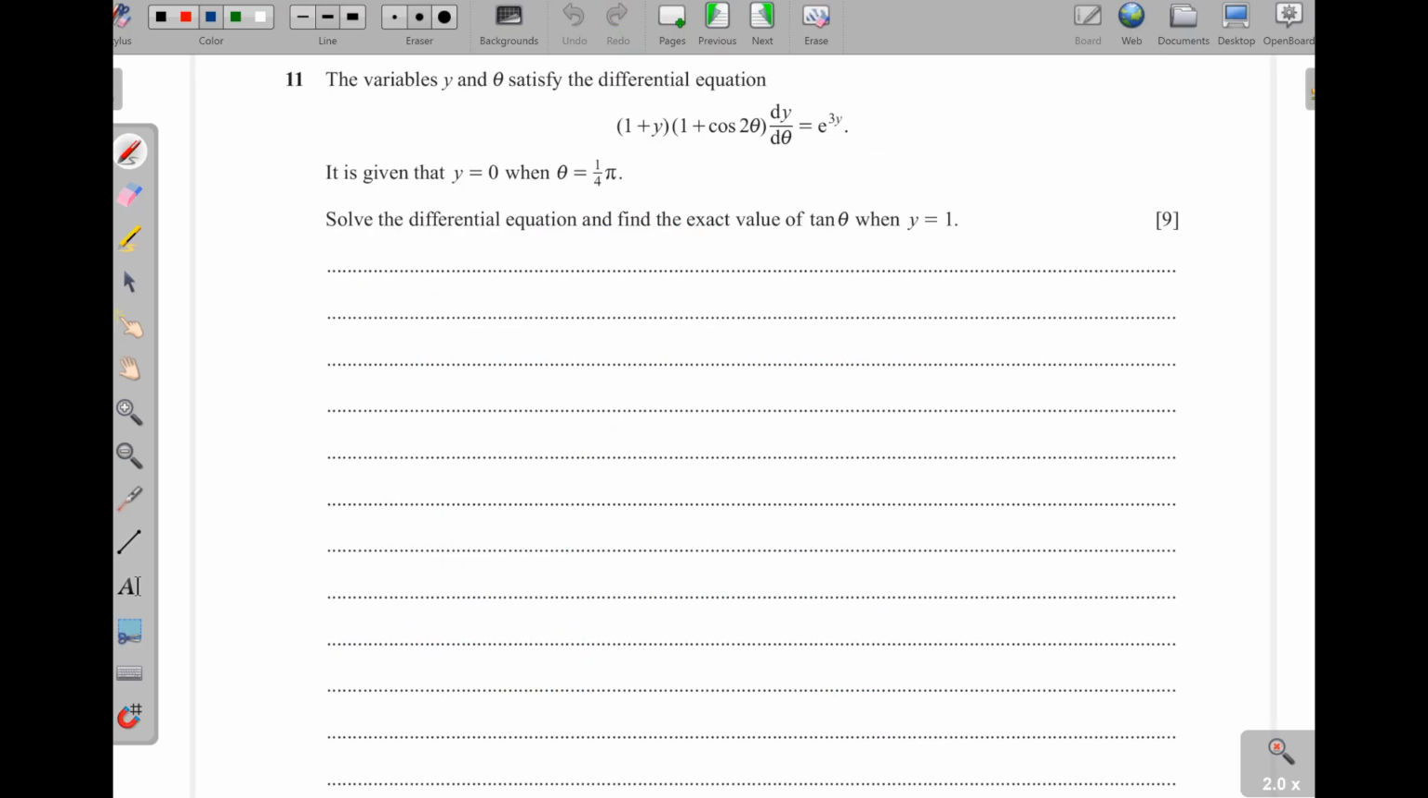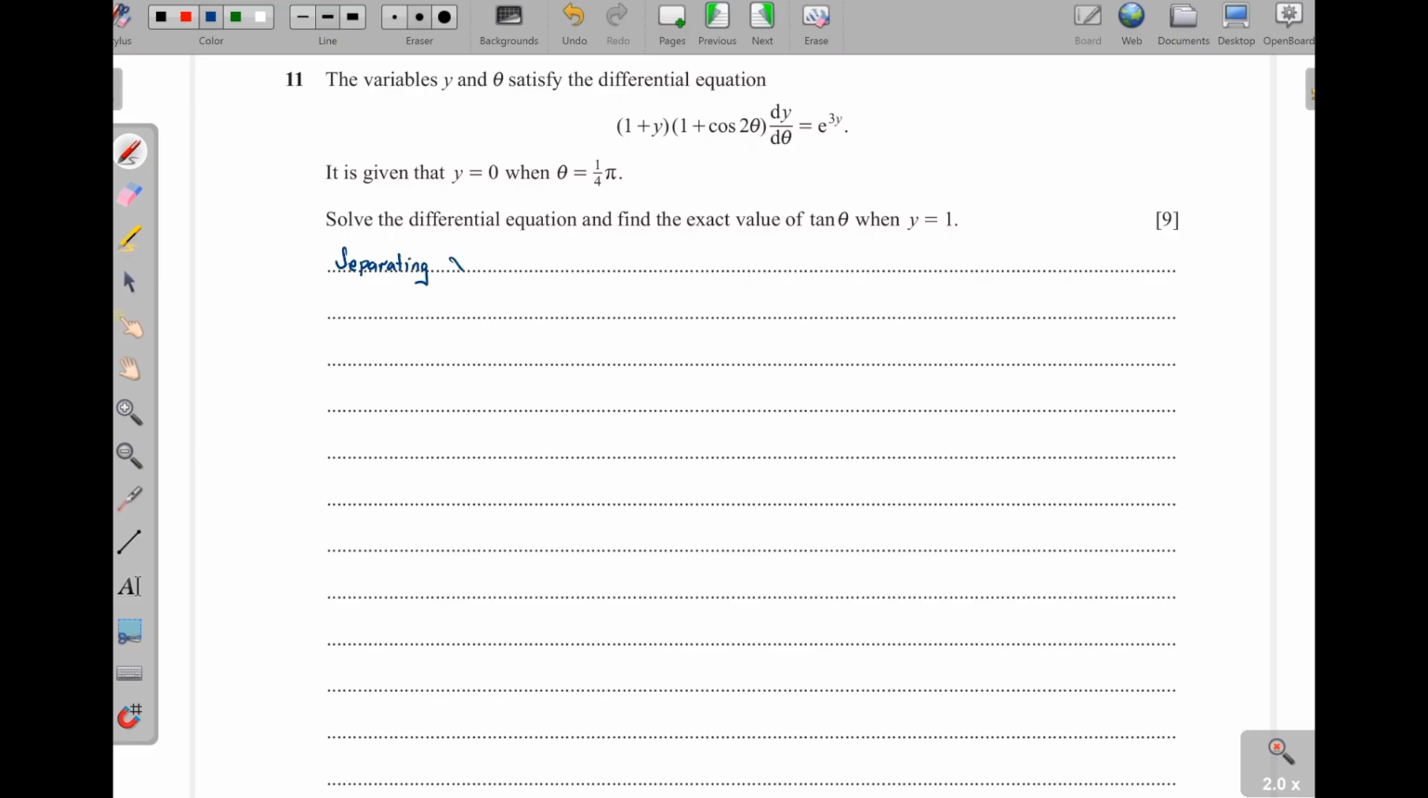Then question 11 is coming from differential equations. The variables y and theta satisfy the differential equation. This one here. It is given that y is equal to 0 when theta is equal to pi over 4. Solve the differential equation and find the exact value of tan theta when y is equal to 1. Now, the first thing we do is to separate the variables.